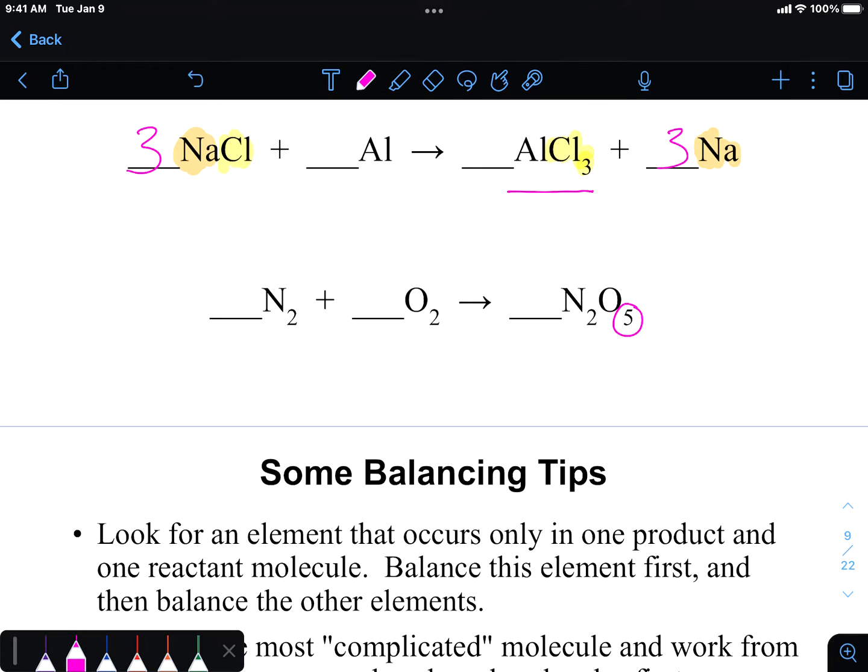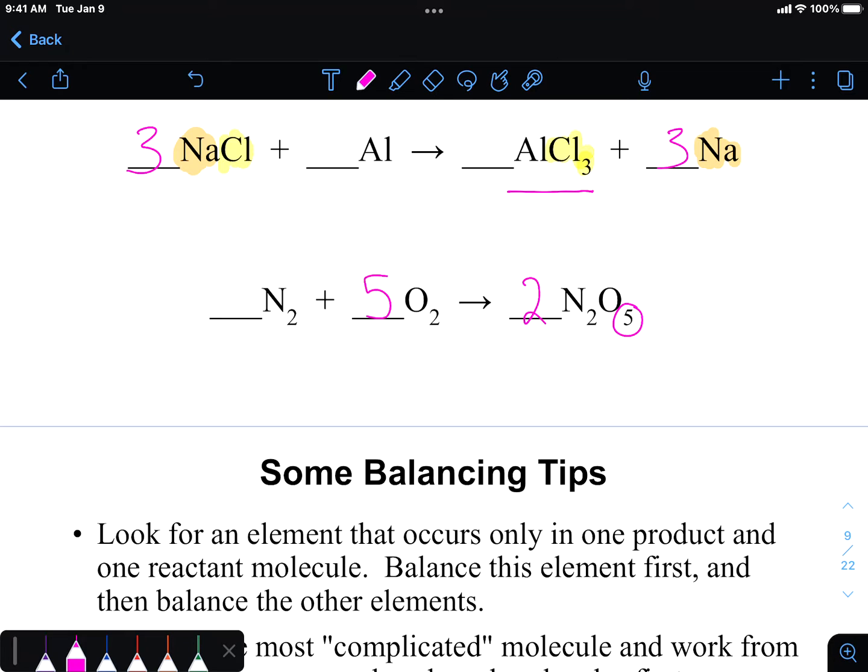Let's try to avoid decimals or fractions. Let's try to use whole integers then. Tia? Yeah, the least common multiple between 2 and 5 is 10. So let's get 10 oxygens on both sides. To do that on the right side, let's put a 2 here. And by doing that, I now have 10 oxygens on the right side. And to get 10 oxygens on the left, I will put a 5 here.